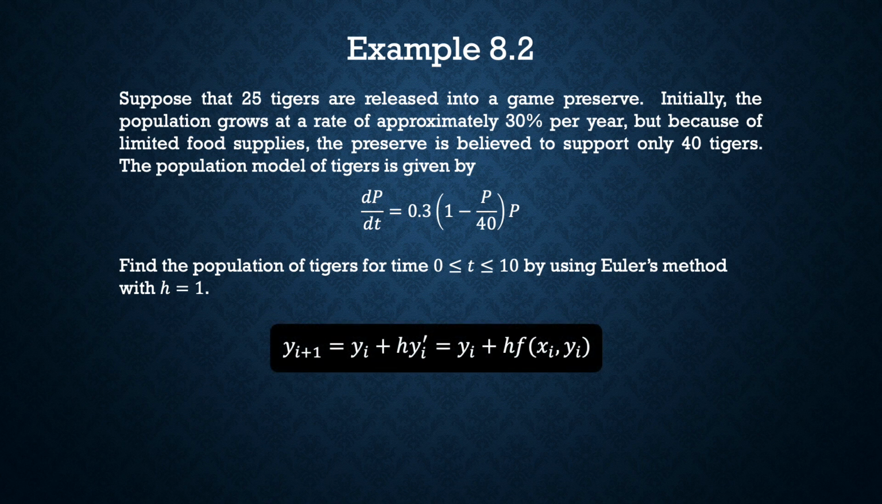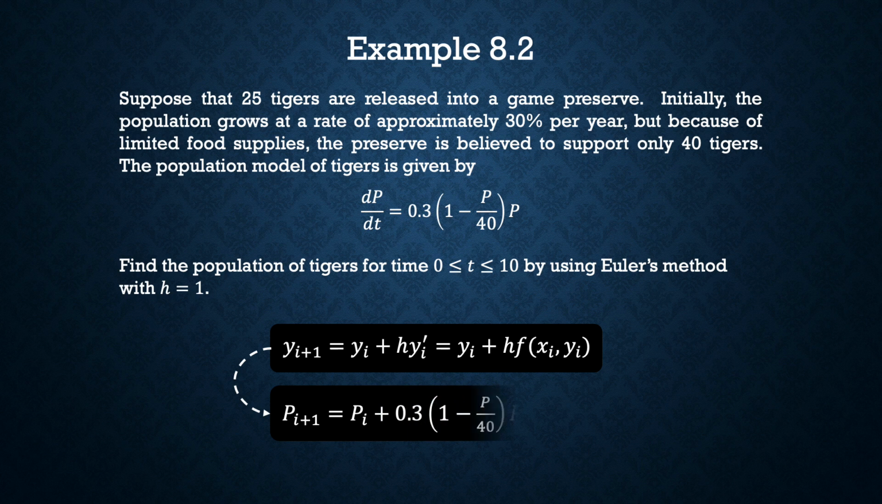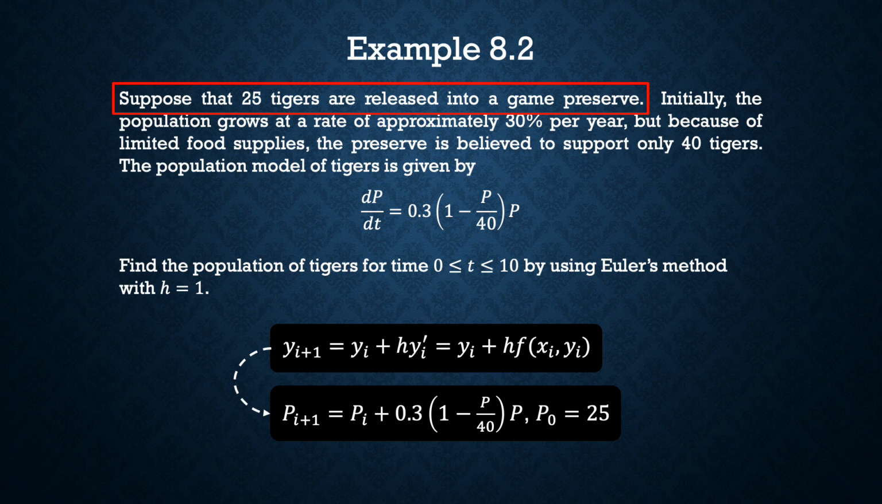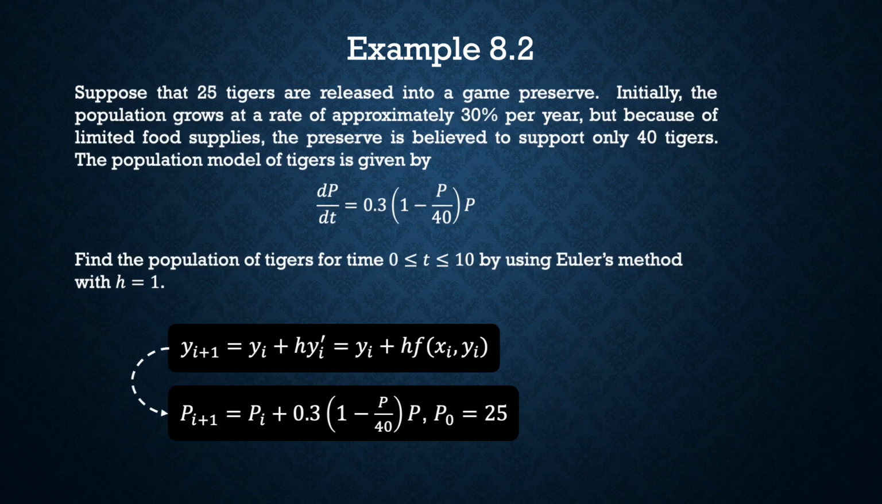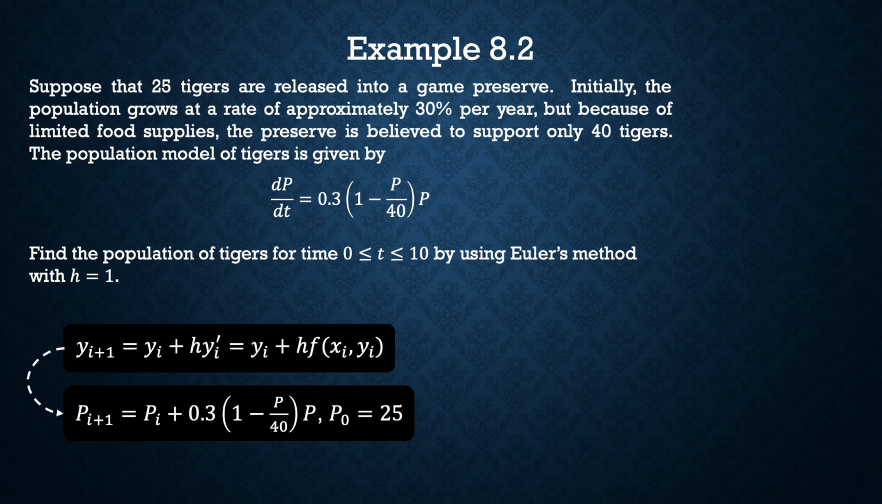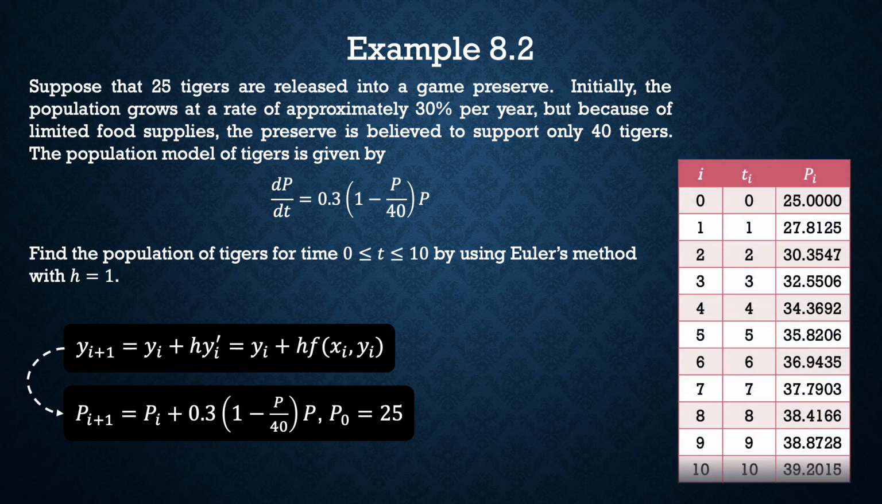Based on Euler's formula, we can key in the required information as follows, with the initial 0th iteration, P0 being 25. Similar to the previous example, we can now easily solve the problem by using the obtained formula up until the 10th iteration following the required time interval.